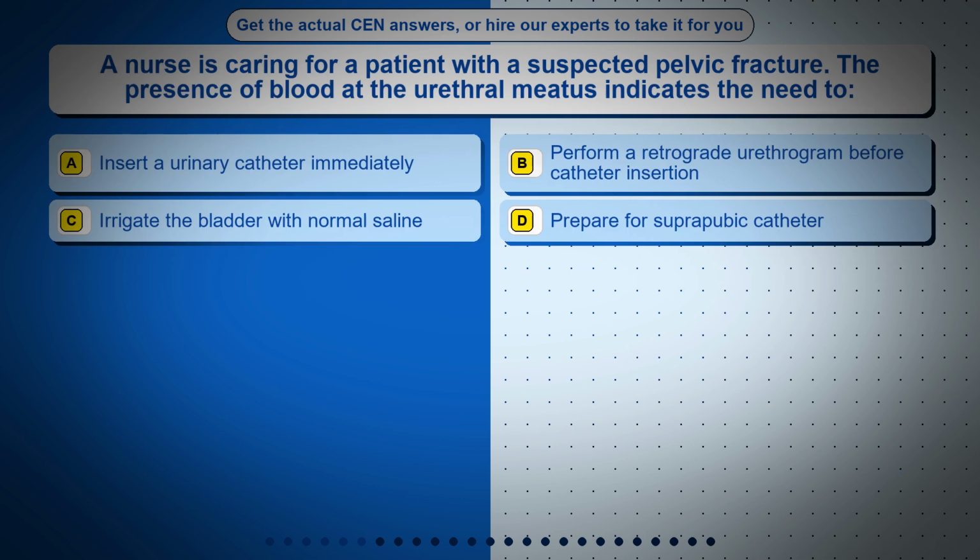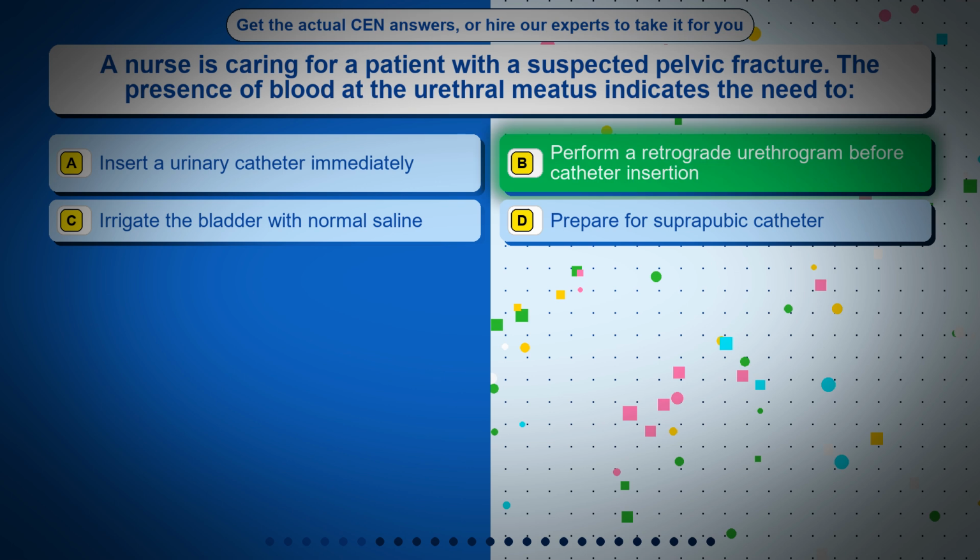Question 6. A nurse is caring for a patient with a suspected pelvic fracture. The presence of blood at the urethral meatus indicates the need to: Option A, insert a urinary catheter immediately. Option B, perform a retrograde urethrogram before catheter insertion. Option C, irrigate the bladder with normal saline. Option D, prepare for suprapubic catheter. The correct answer is Option B, perform a retrograde urethrogram before catheter insertion.